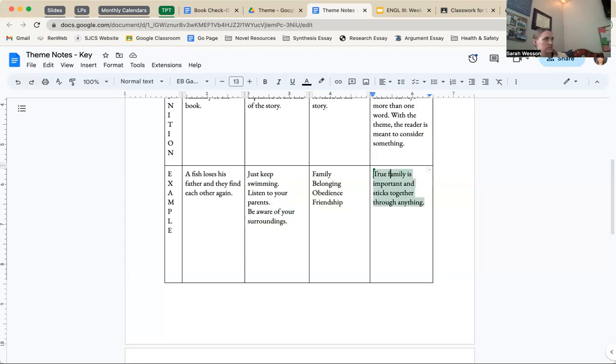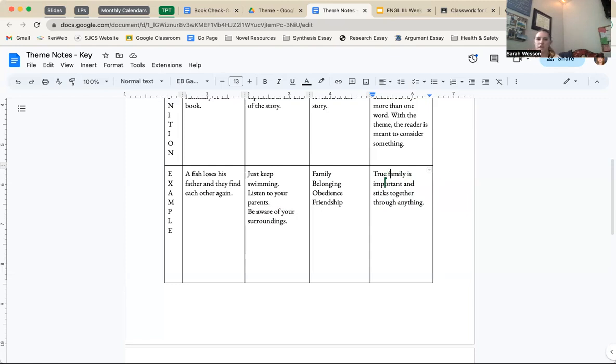Notice how it's a greater truth about humanity. It doesn't say anything about fish or the ocean or sea anemones or anything specific like that, right? This can be applied to all of humanity throughout all time and space. It's more than one word, and it's something that you can consider, right? You can kind of think about and ponder, true family is important and sticks together through stuff, right? Okay, now let's break it down and see how I got to that point, because you might be wondering how I got that theme.